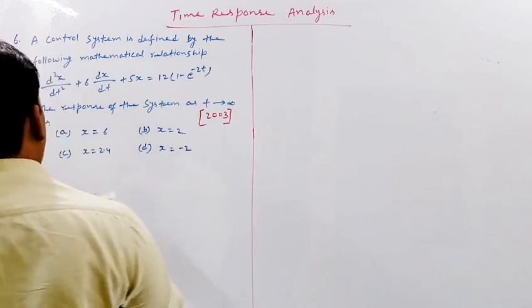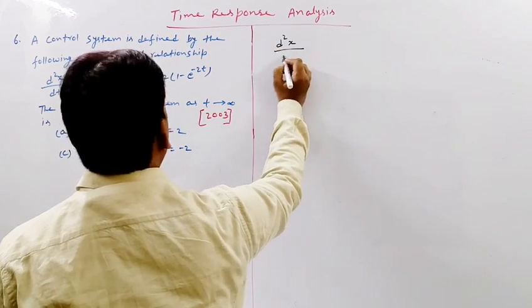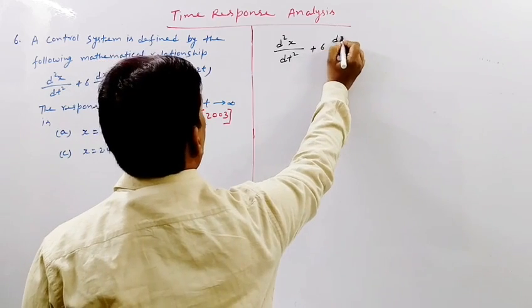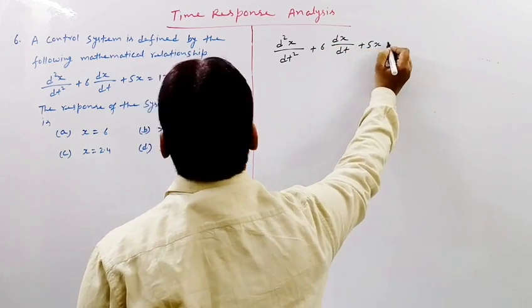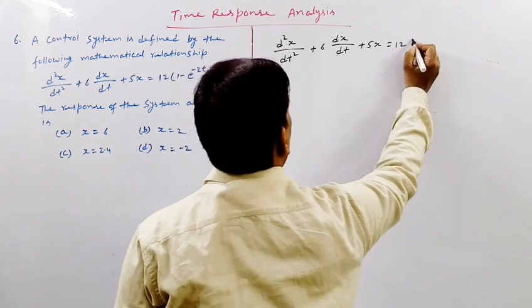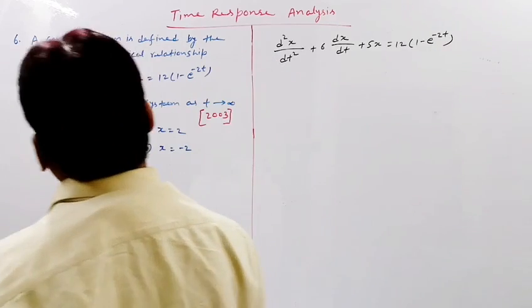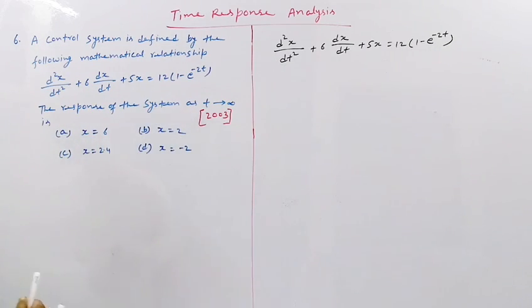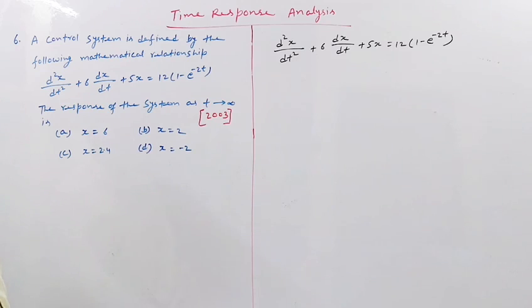Now the mathematical relationship is d2x by dt square plus 6 dx by dt plus 5x equal to 12 (1 minus e to the power minus 2t). So this mathematical relation is given for the system. The question is asking about the response of the system when t tends to infinity.